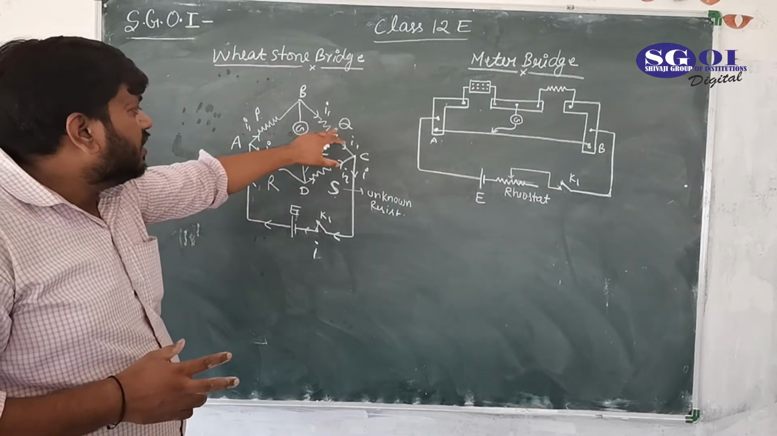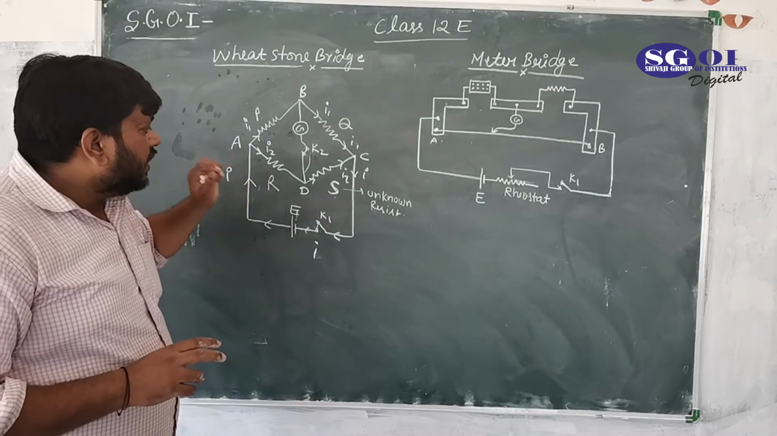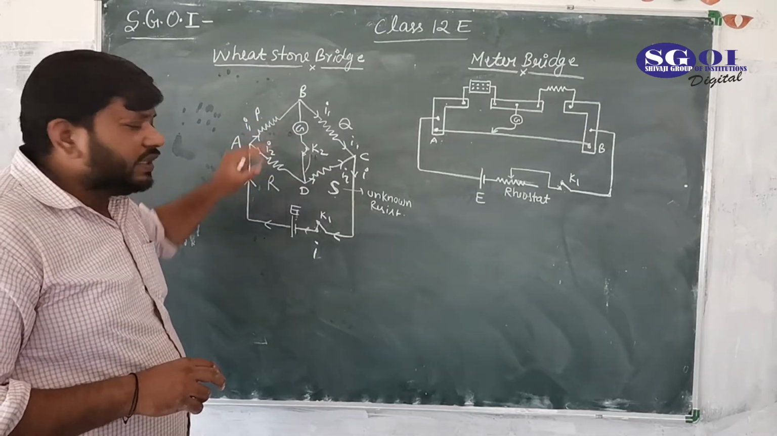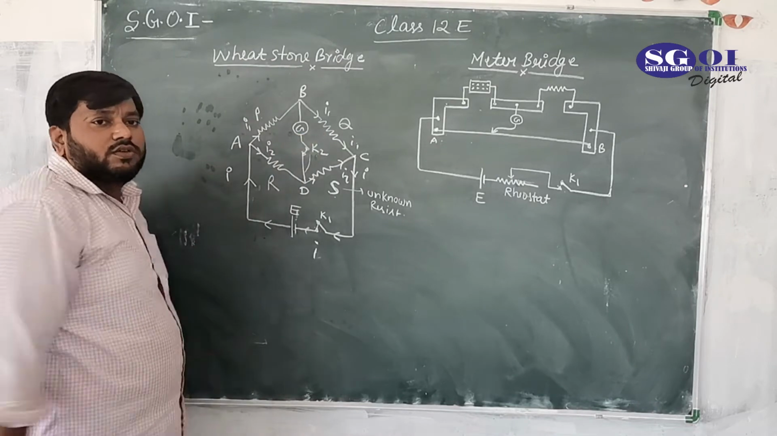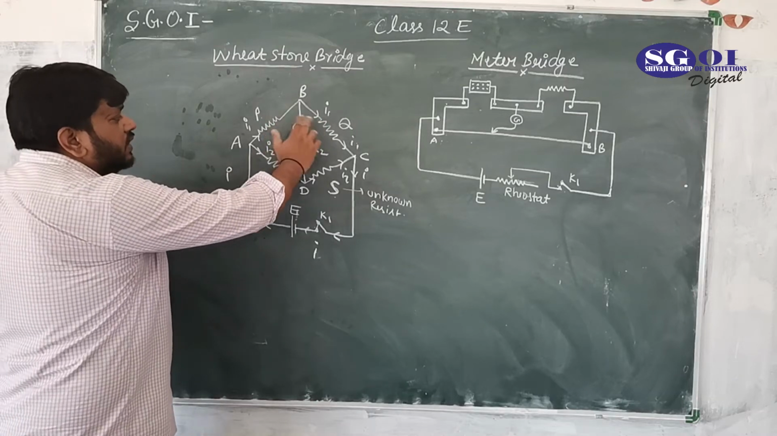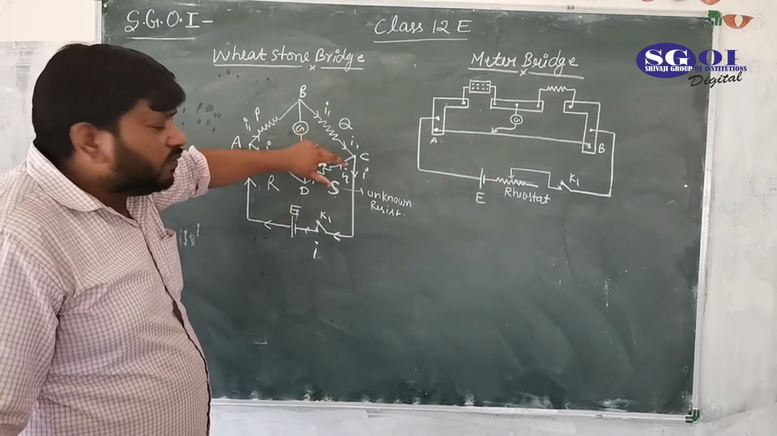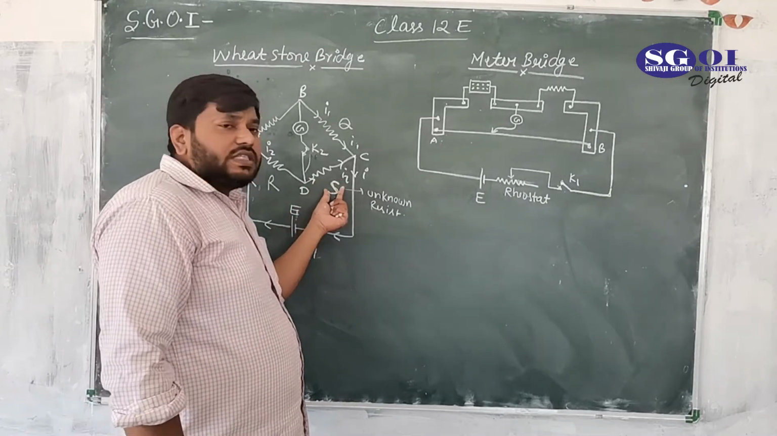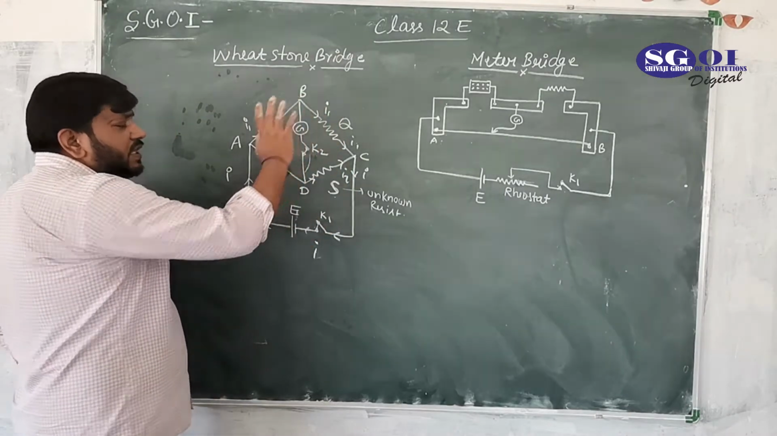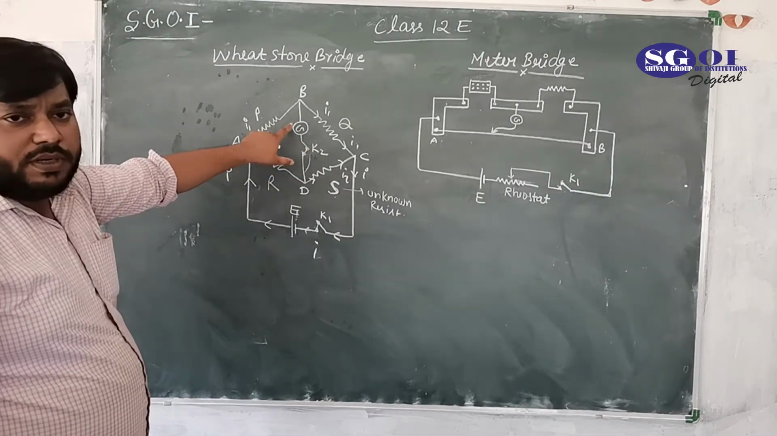We have to change the known resistances until we get no deflection in the galvanometer. Otherwise the bridge is not balanced, so we have to repeat the whole procedure. We have to keep changing the known resistances. You should not disturb the unknown resistance at all. Without disturbing this unknown resistance, we have to keep changing the known resistance values and make sure that the galvanometer deflection is 0.